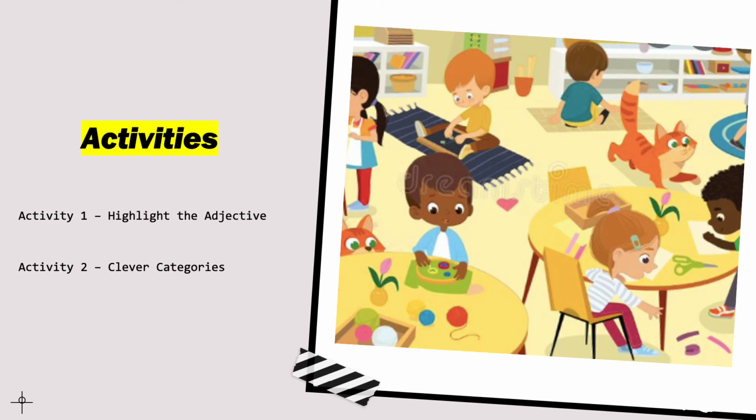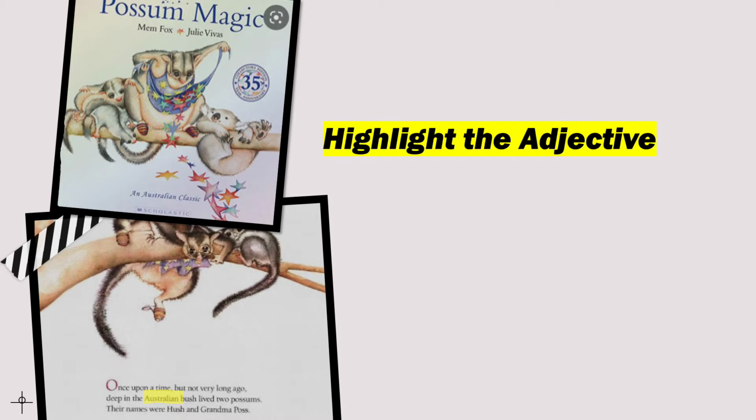When it comes to teaching adjectives to the students, there are plenty of different fun ways to do so. These include highlight the adjectives and clever categories. The first activity that can be used is called highlight the adjective. Teachers use a classroom text that students are currently engaged with and highlight all adjectives before and after the nouns in the short text chosen. Students will discuss how the use of the adjectives make the writing more descriptive and interesting.